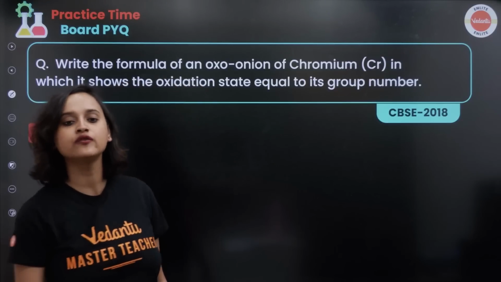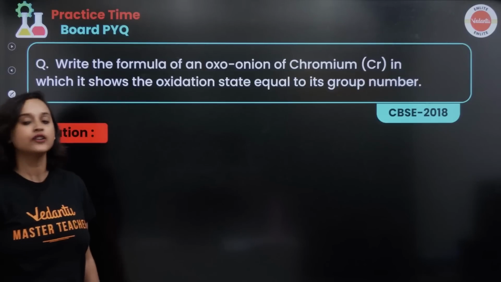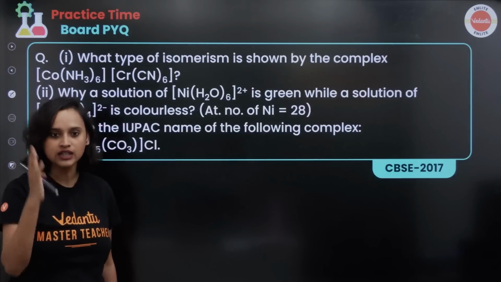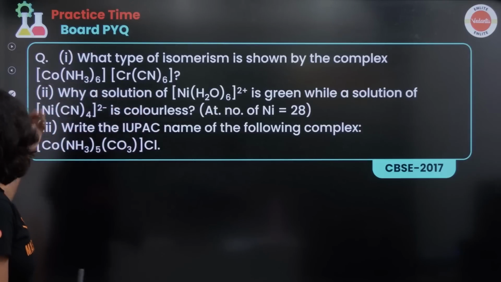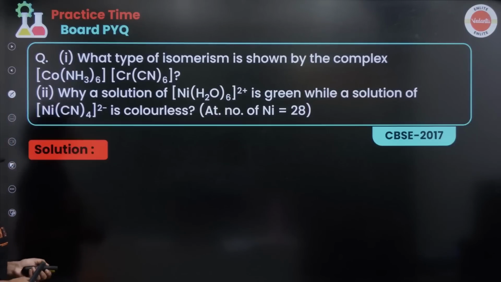Okay. Moving on from here. Write the formula of an O. I have just solved it, so no need. Now, what type of isomerism is shown by the complex? What do you all think? I'm pretty sure that you know this.